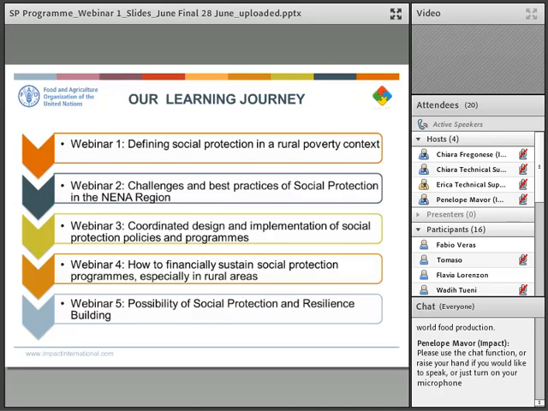Finally, on 4, this is very important. I'm sure you're all wondering how to fund social protection programs, and especially the ones that are envisioning the rural areas, not only the rural areas, but of course incorporating them. So we're going to have some good talks about different ways to finance. And then finally, a topic that we received a lot of feedback on from the workshop that we did in Beirut last March: the interactions between social protection and resilience building.